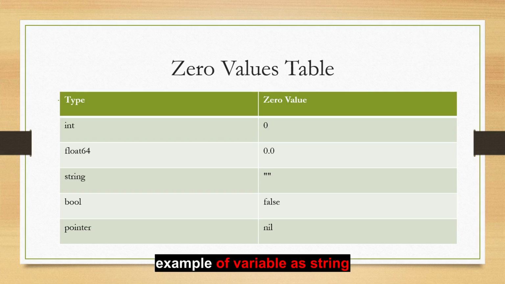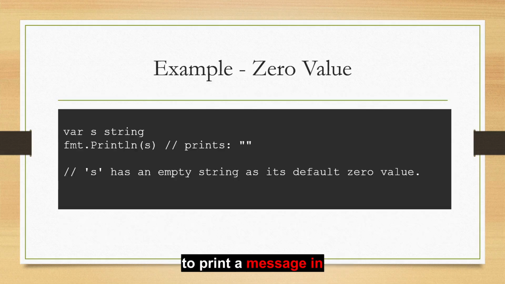So this is an example of a variable as string, and if we are trying to print a message in a console, here it will assign the empty string. So here an empty string is the default zero value.